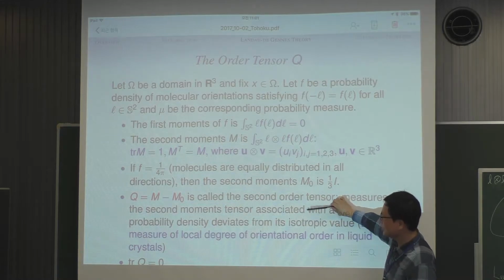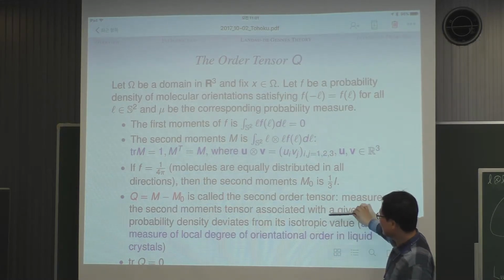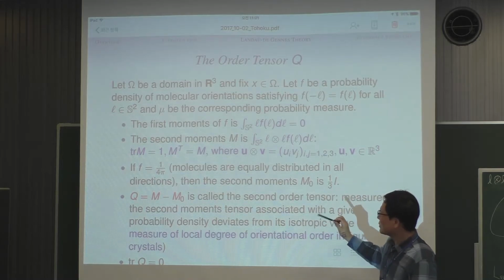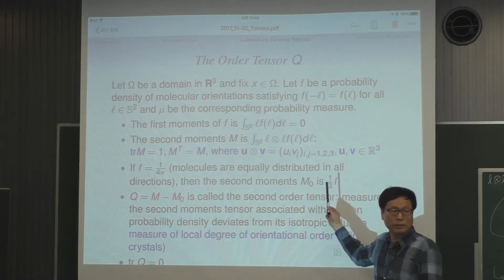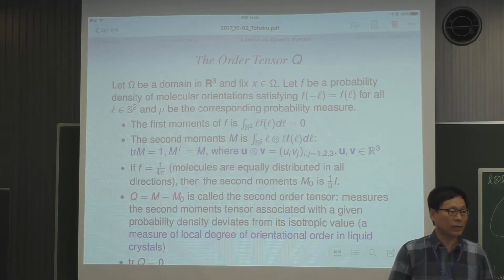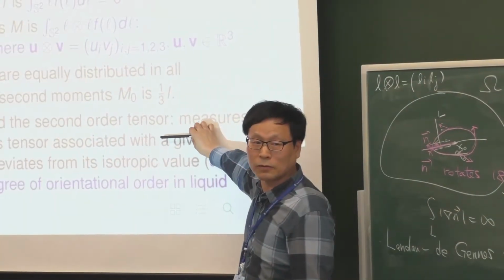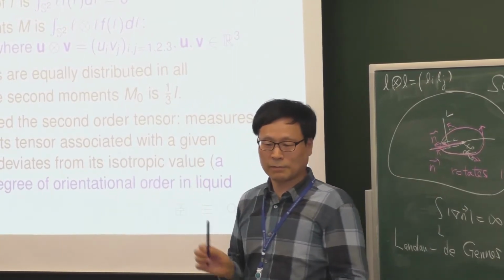This tells us how far the material is from the isotropic phase. This is what we call the second order tensor, or Q tensor.